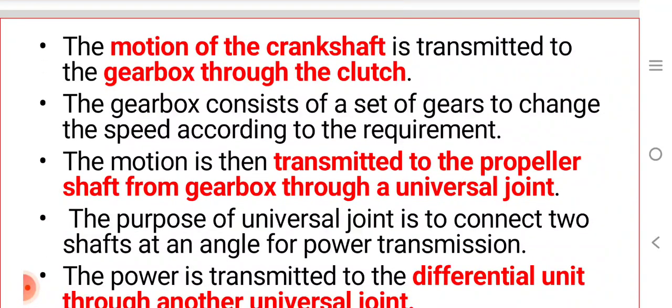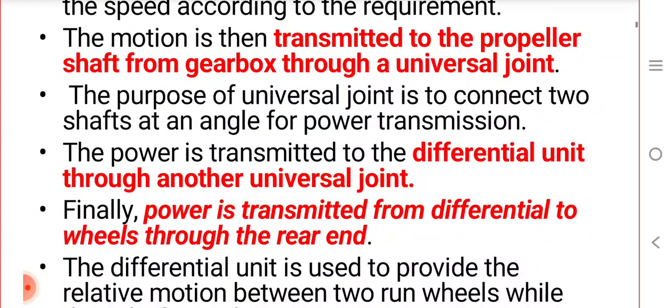The motion of the crankshaft is transmitted to the gearbox through the clutch. The gearbox consists of a set of gears to change the speed according to the requirement. The motion is then transmitted to the propeller shaft from the gearbox through a universal joint. The purpose of the universal joint is to connect two shafts at an angle for power transmission.